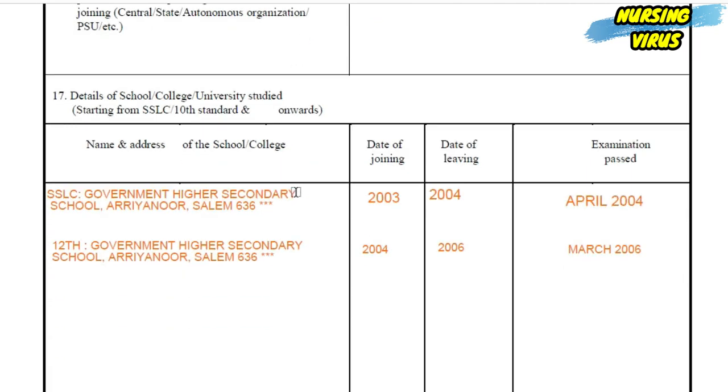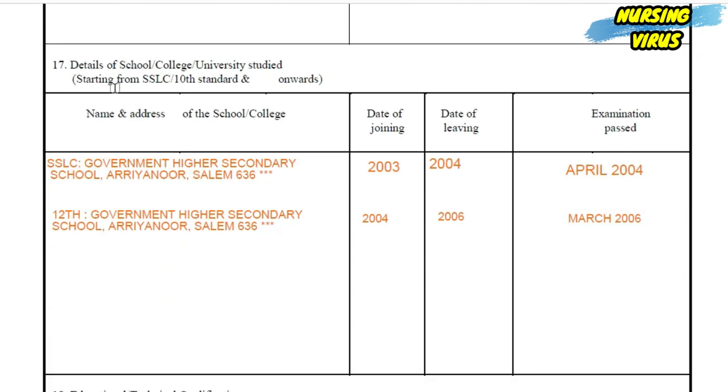And the 17th column starts with the educational qualification. The first one, start from school. You can write all your schooling eligibility from SSLC and 12th standard. They ask for the name and address of the school, date of joining, date of leaving, and examination passed. Everything you can write in detail. You can check this from your 10th and 12th mark sheet.